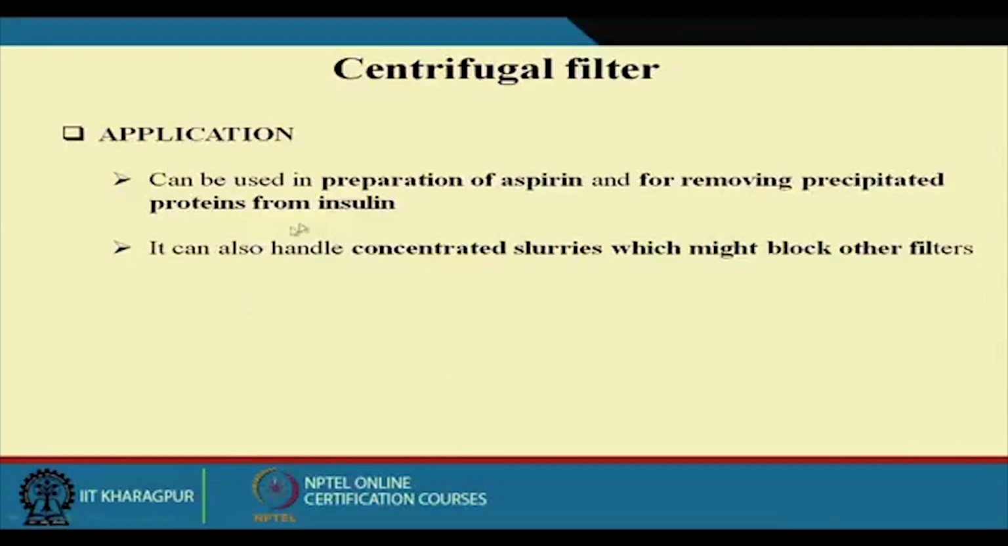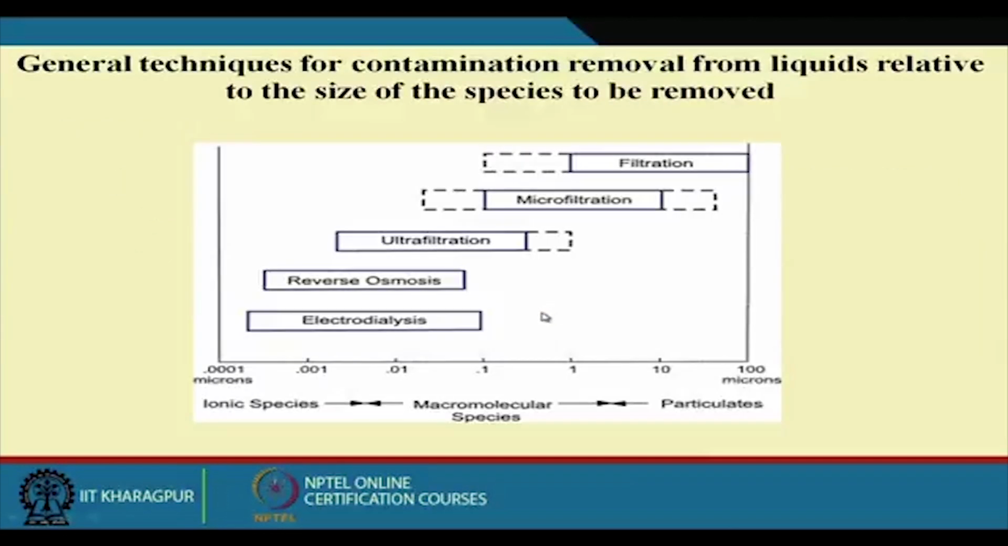So it can be used in the preparation of aspirin in the pharmaceutical industry, and for the removal of precipitated protein from insulin. As you know, insulin is a kind of recombinant protein we usually produce through the fermentation process, and it can also handle concentrated slurry which might block other filters.